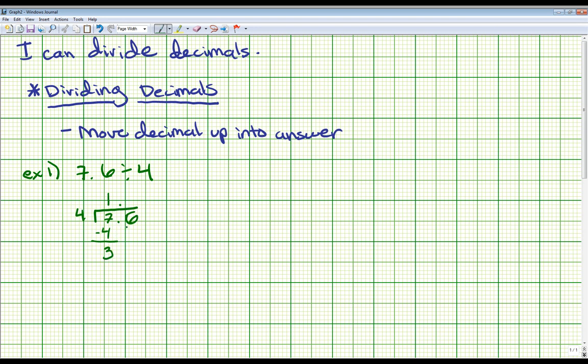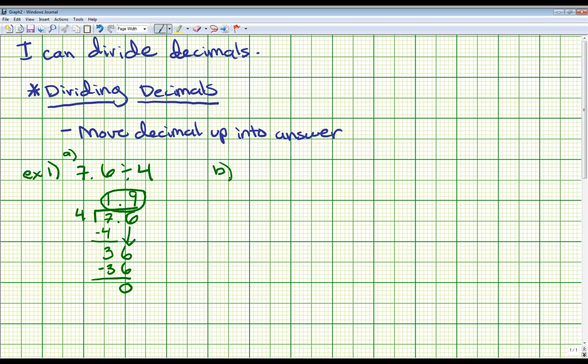Now we don't worry about this decimal. We're just going to bring down our 6. So now we have 4 into 36, and 4 does go into 36 evenly, which is nice, and it goes into it 9 times. 9 times 4 is 36, and when we subtract, we get no remaining. So 7.6 divided by 4, our final answer would be 1.9. And that was question A. I probably should have put an A on that one.